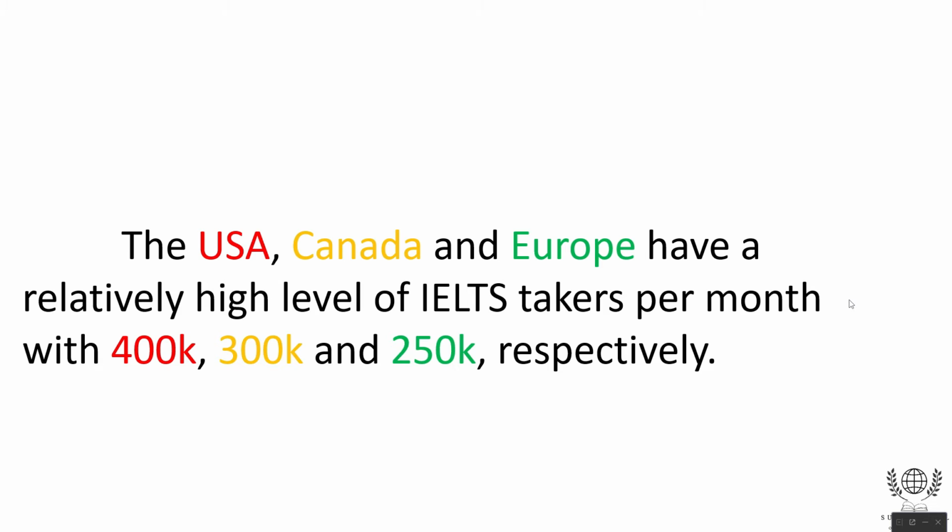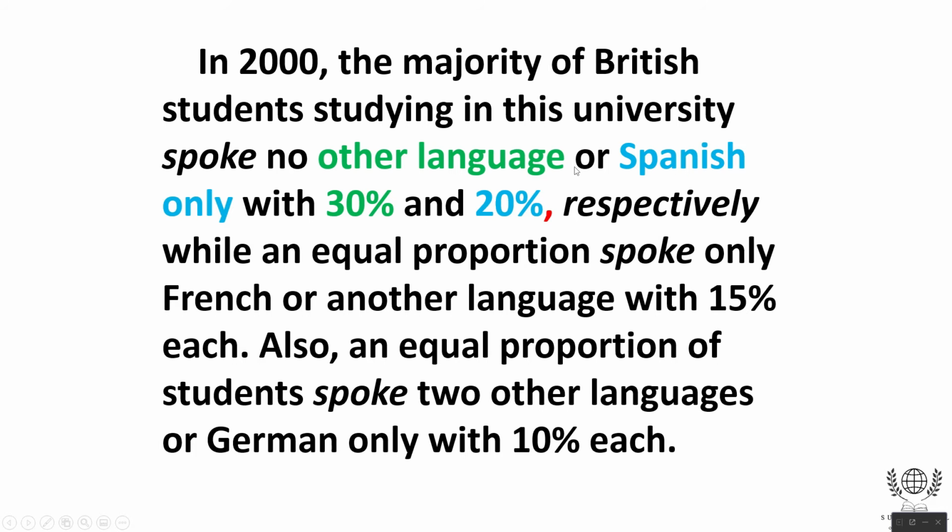Now, that respectively there signals that the order of 40,000, 30,000, 250,000 corresponds to the order in which we've listed those three countries, the United States, Canada, and Europe. And for all of you who are interested in punctuation, yes, we put a comma before that respectively at the end. So here we can see that when we're listing university students who spoke no other language or Spanish, we know that 30% corresponds to no other language and 20% corresponds to Spanish because we have that respectively.